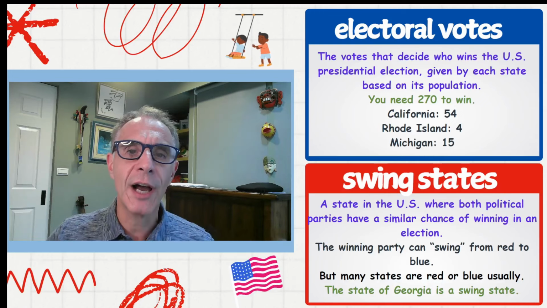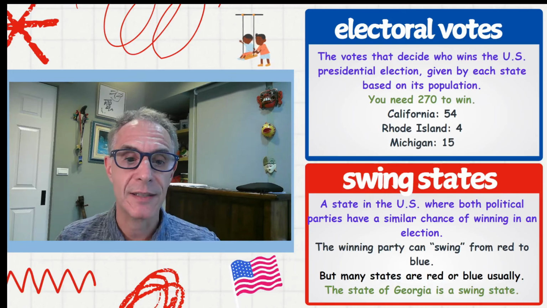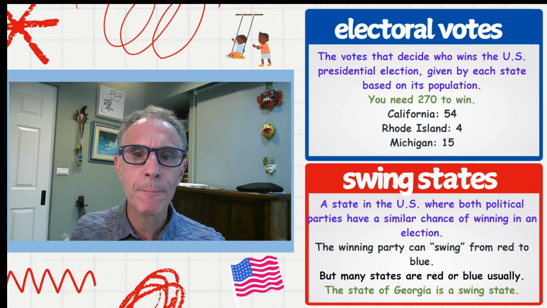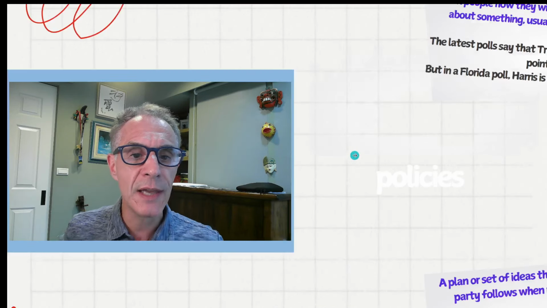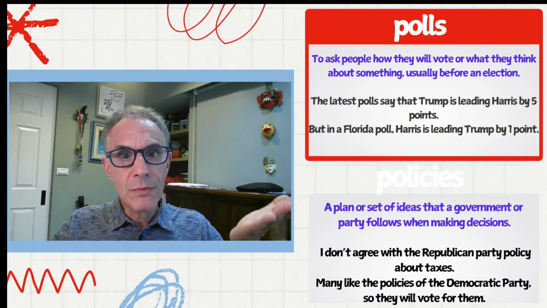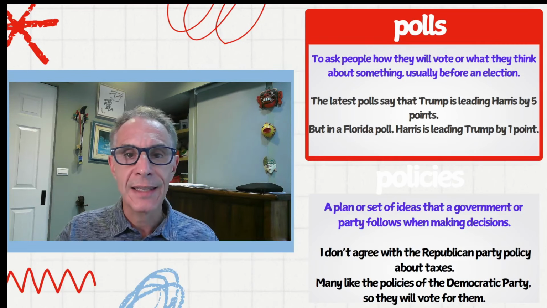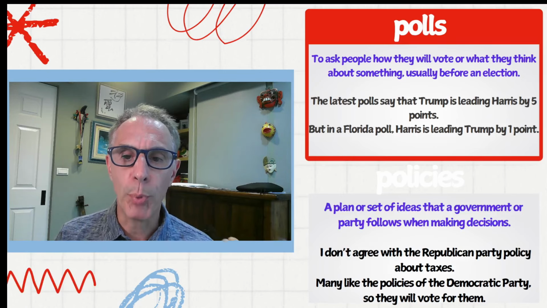If you Google online, like what are the swing states in the USA, you will see a list. Okay, it's about 5 of them, right? Very important. All right, so electoral votes and swing states. Now, how do we know who's winning what state and what people are thinking? Well, we do things called polls.